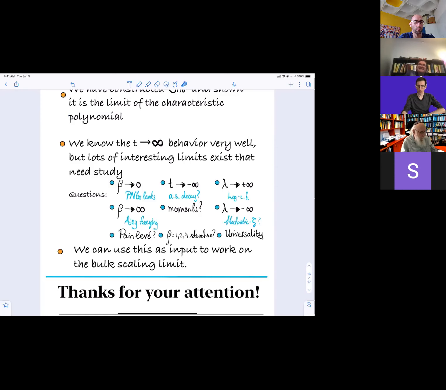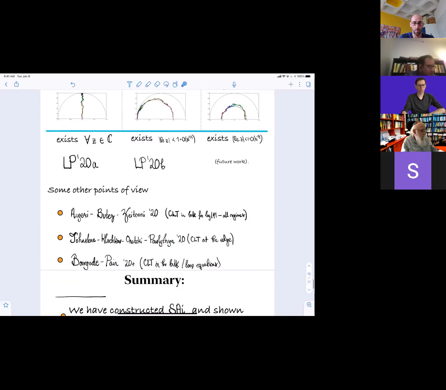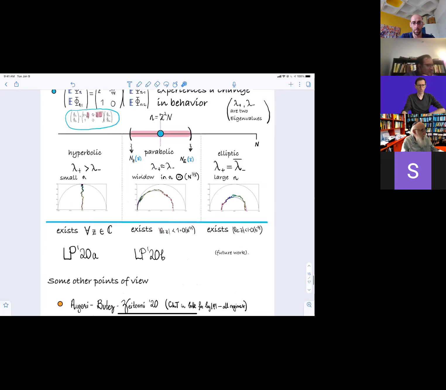Sorry, and what were lambda plus and lambda minus, which you mentioned before? Lambda plus and lambda minus, what is it? Was I talking about this one? Yes.